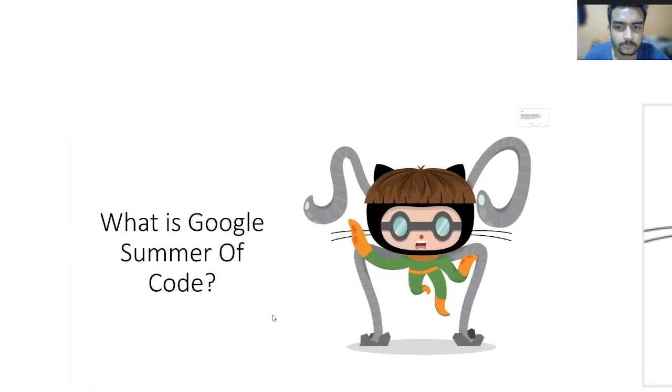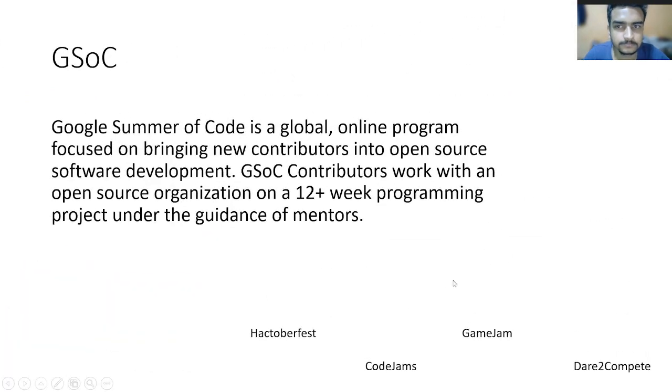Now we'll talk about what Google Summer of Code is. It is also called GSOC as an abbreviation. Google Summer of Code is a global event organized by Google to promote the open source community. It is an online program and it focuses on bringing new contributors to the open source development world. GSOC contributors come from different regions of the world and they work with open source organizations for more than 12 weeks. They work under the guidance of mentors. The mentors are allotted by the open source parent organization.